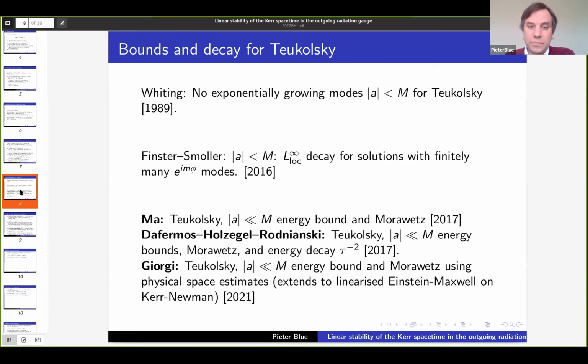Shortly afterwards, there were a couple of groups that made really big breakthroughs in my mind. In 2017, Ma and Dafermos-Holzegel-Rodnianski independently found that there were energy bounds and Morawetz estimates, and Dafermos-Holzegel-Rodnianski extended this to time decay for solutions of the Teukolsky equation.